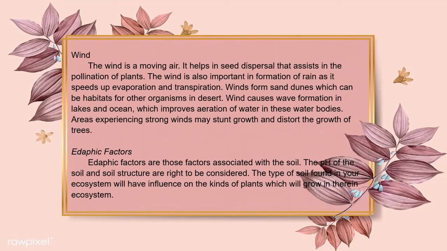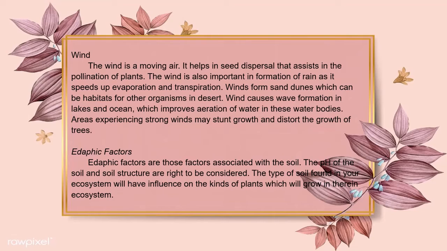Next we have wind. The wind is moving air. It helps in seed dispersal that assists in the pollination of plants. The wind is also important in formation of rain as it speeds up evaporation and transpiration. Winds form sand dunes, which can be habitats for other organisms in the desert. Wind causes wave formation in lakes and oceans, which improves aeration of water in these water bodies. Areas experiencing strong winds may stunt growth and distort the growth of trees.